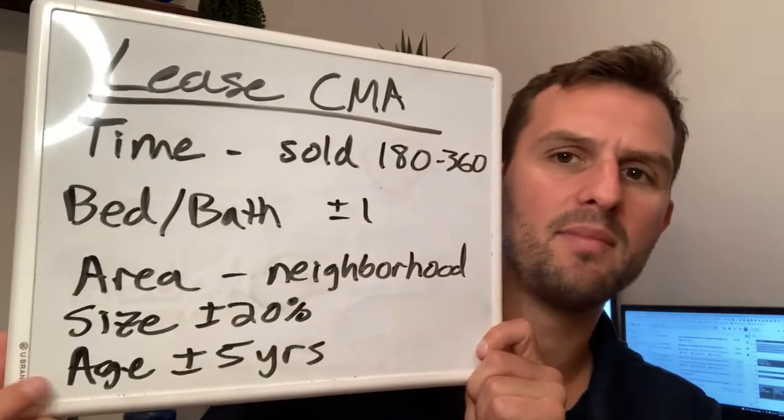And then the last one, like I mentioned, is age, plus or minus 5. I think we actually do, is it 5 years on either side? Yeah, you can do 5 years on either side. So if the property is built in 2000, we would look at properties built from 1995 to 2005. You give yourself kind of a 10-year window there.